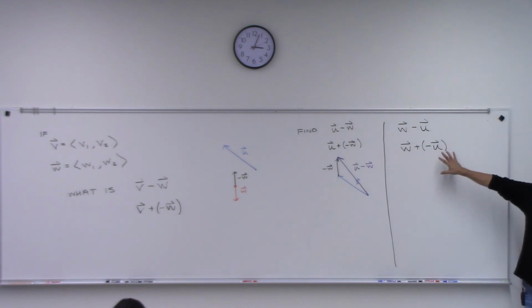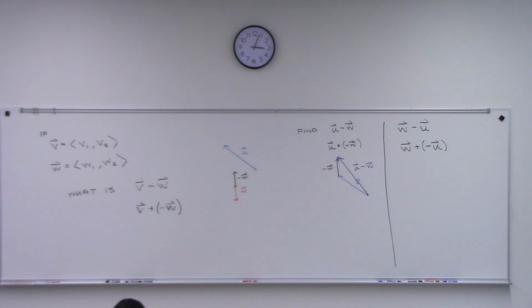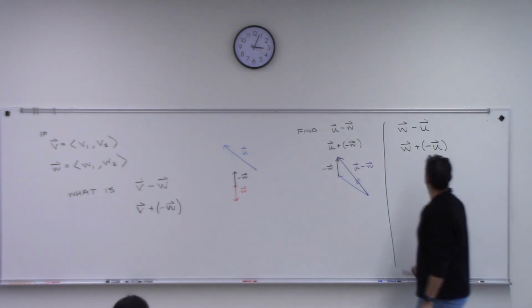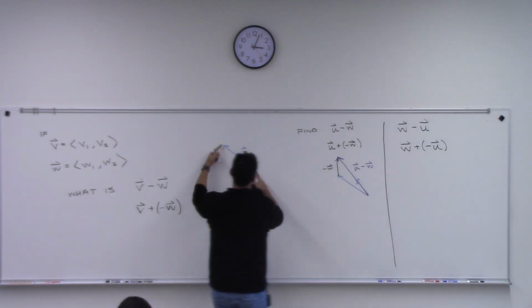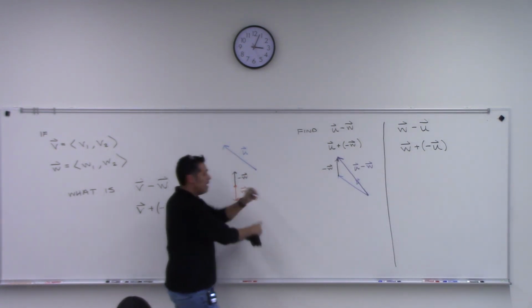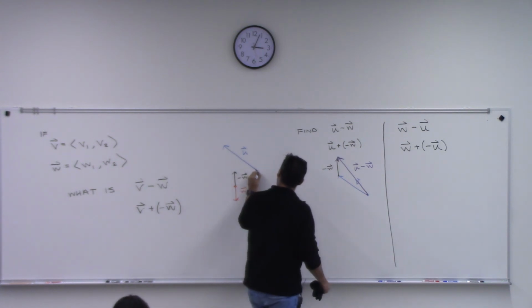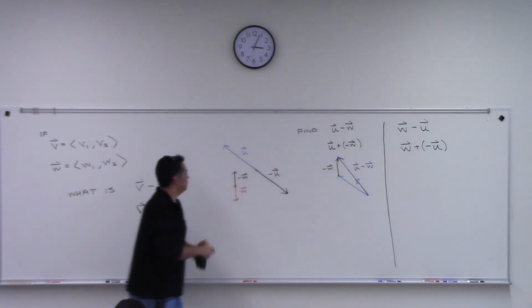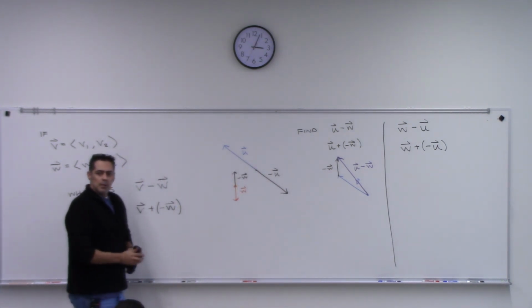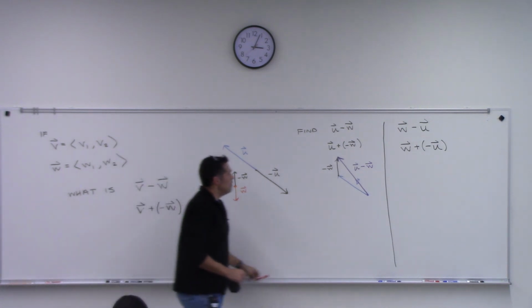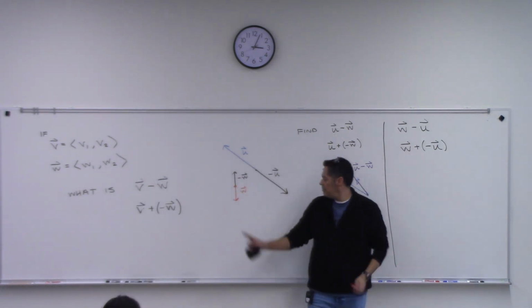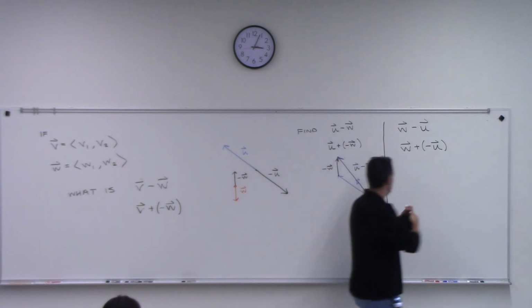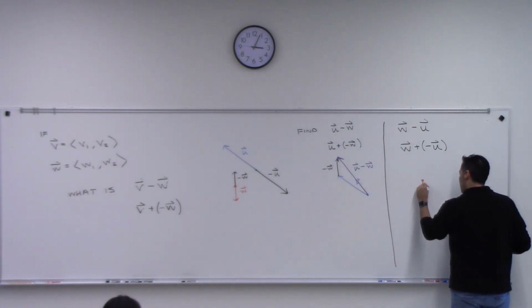All right, so let me look at this. Where's negative u? Isn't it this vector right here? Same length, opposite direction. So from here, like that, negative u. There's my negative u. So let's add these up. I'm going to start with w, right? W's right here, goes down like that.